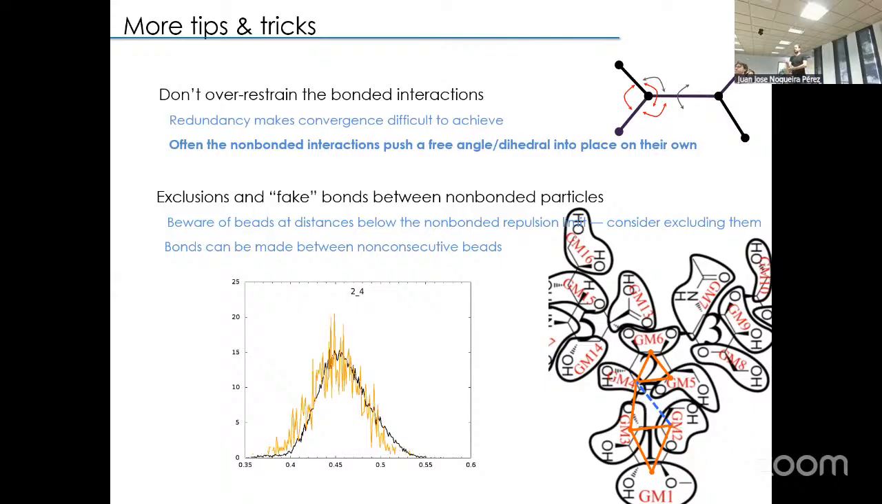Once you know that, either we can exclude them, so you can tell the software to just not count this interaction, so there's no more repulsion, or we can actually put a bond there. I mean, the bonds don't have to follow the chemical connectivity only. Bonds are just harmonic restraints. So we can put a restraint there, keeping the distance to what it should be. So yeah, these are more advanced tips and tricks.